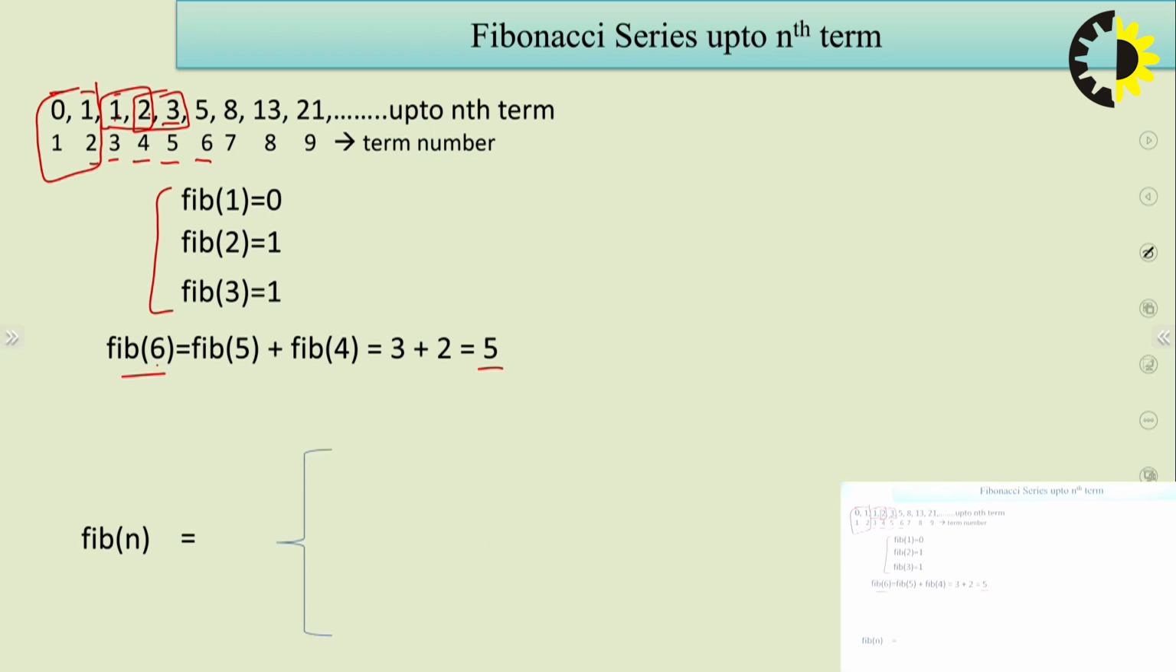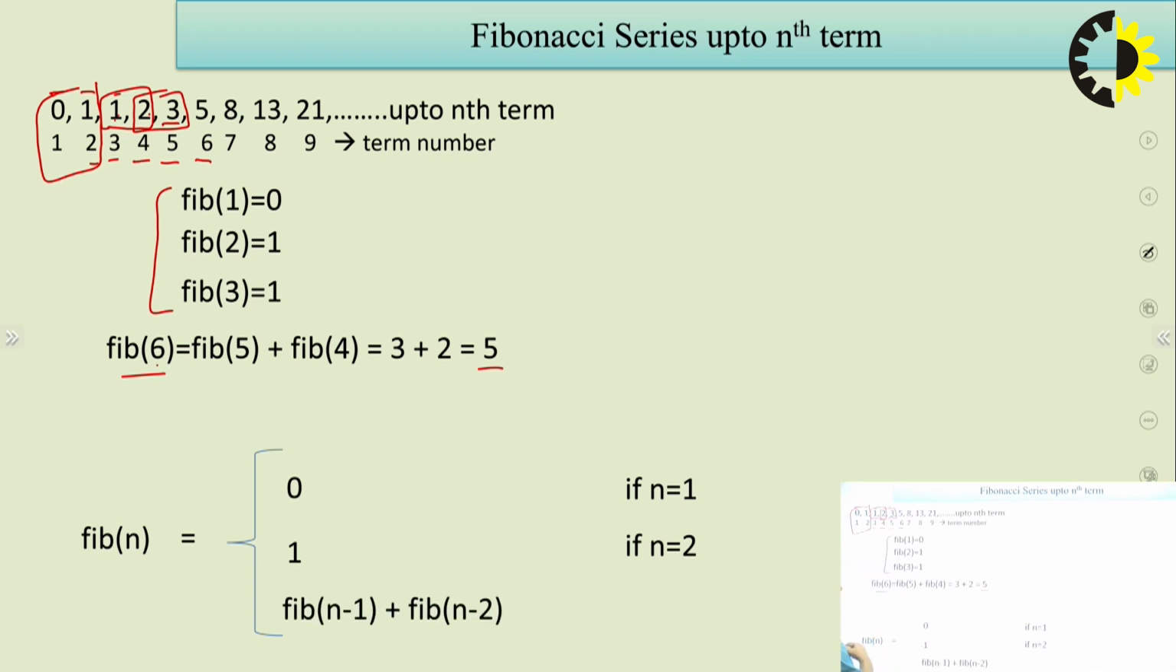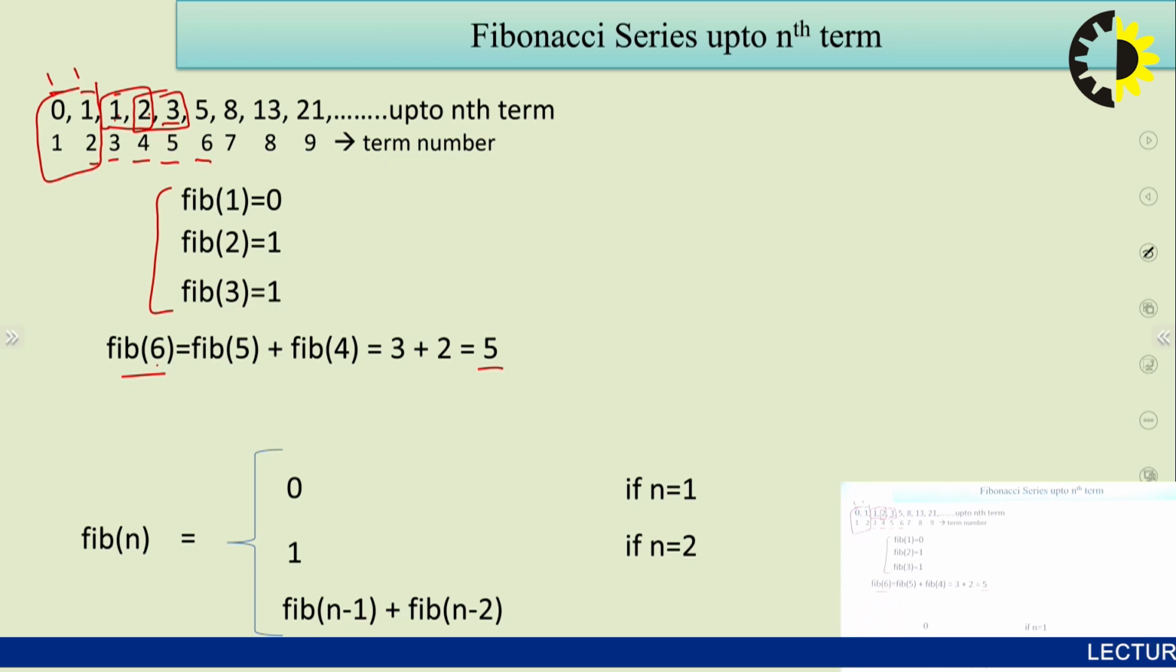So in programming, if n equal 1, we will get 0. If n equal 2, we will get 1. Here are two base cases, this and this. Otherwise, we will get the value of the n minus 1 term, and Fibonacci of the n minus 2 term. So this is the recursive definition of Fibonacci.